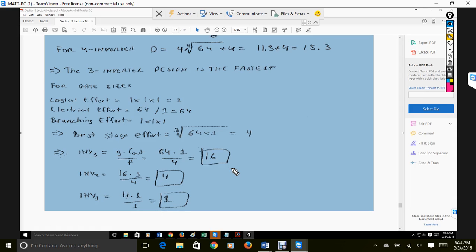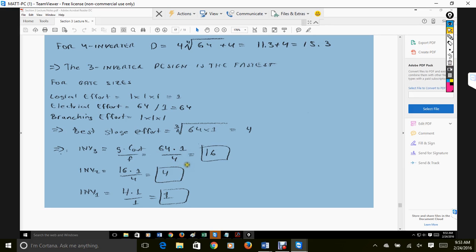What do you mean inverter 1? It's 4 times 1 over 1. Oh, it should be 4, because F is this value. Does that make sense?